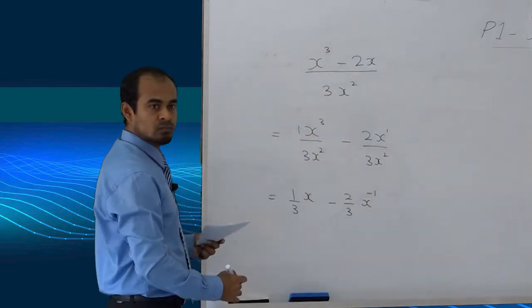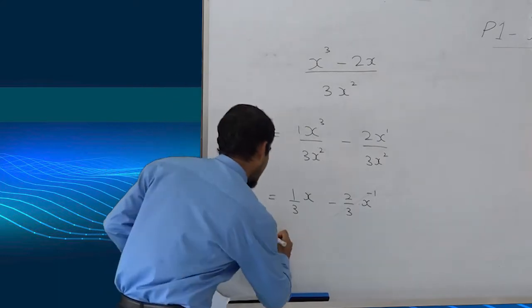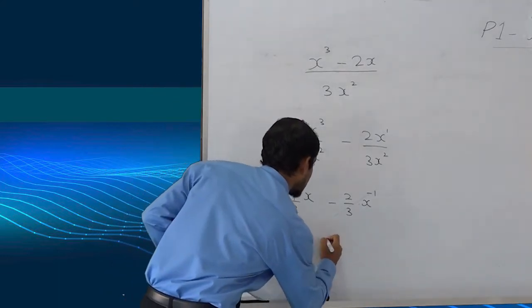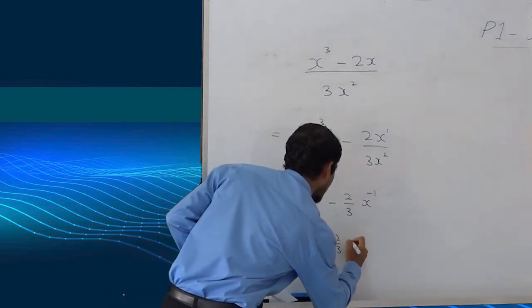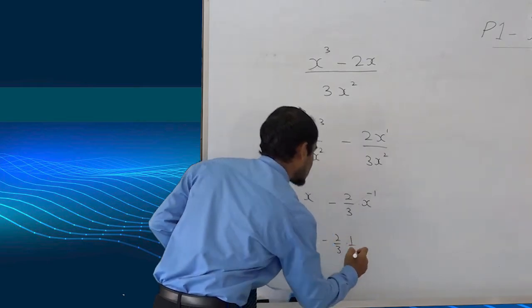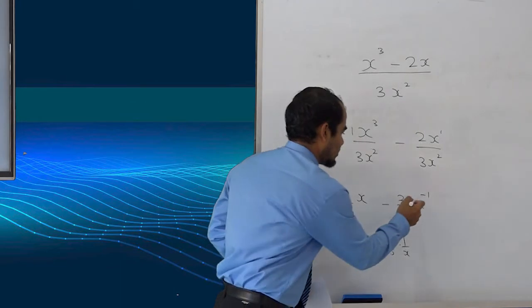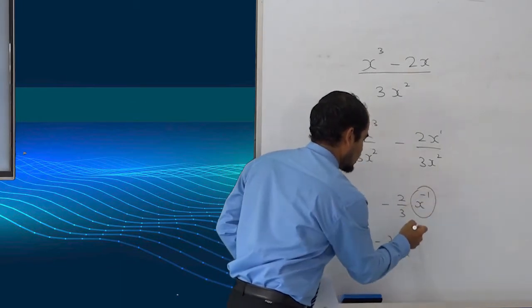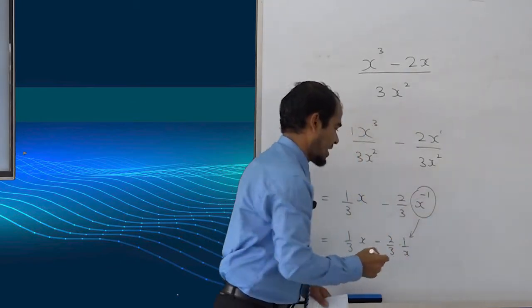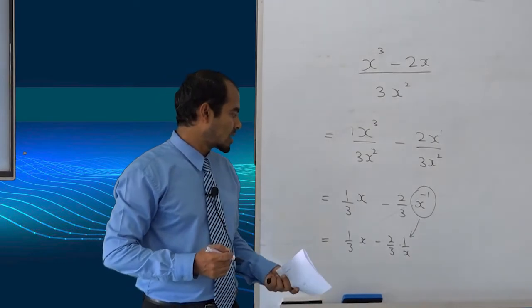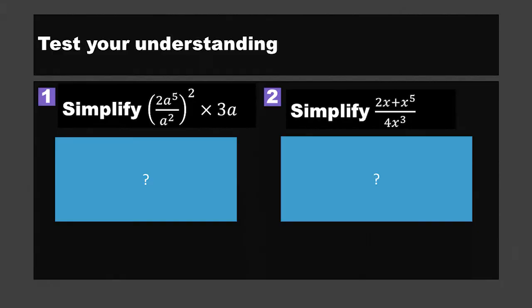Or if you want to go for a final answer, you could write 1/3 x minus 2 by 3 times 1 over x. So that's the way that we write x to the power minus 1, which is 1 over x. Or otherwise, you could write 2 by 3x.